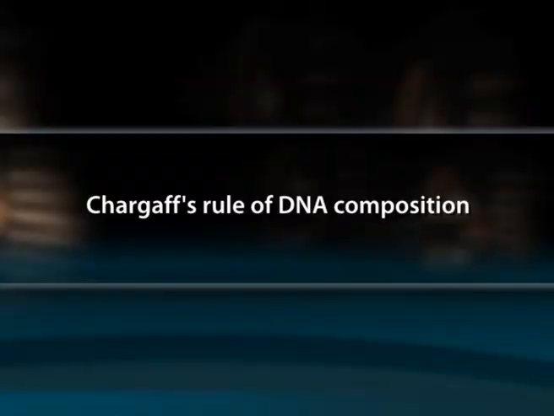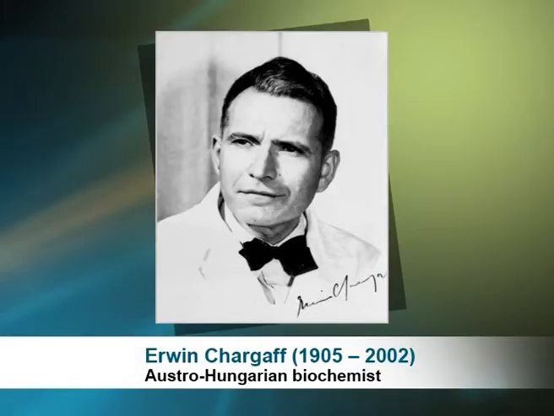Chargaff's rule of DNA composition. The DNA molecule is made up of very long chains of the 4 bases: adenine, cytosine, guanine and thymine. In 1950, Erwin Chargaff published a paper stating that in DNA of any given species, the ratio of adenine to thymine is equal, as is the ratio of cytosine to guanine.